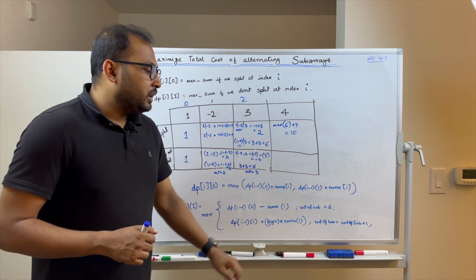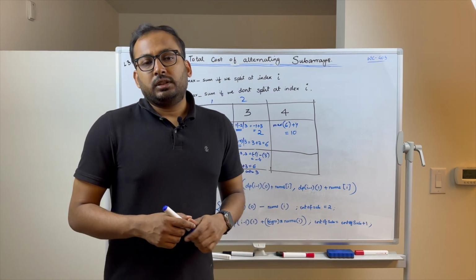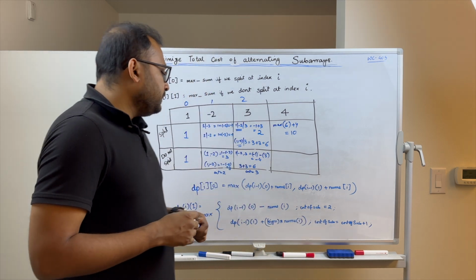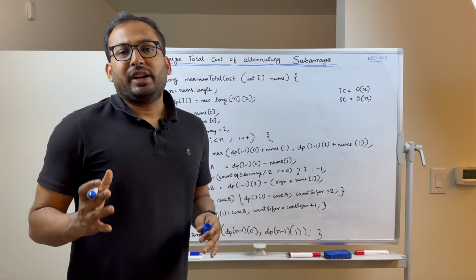The sign will be computed by the count of subarrays. If the count of subarrays is even, the sign will be positive. If the count of subarrays is odd, then the sign will be minus 1. So that's how we compute the dp. So let's quickly look at the code.